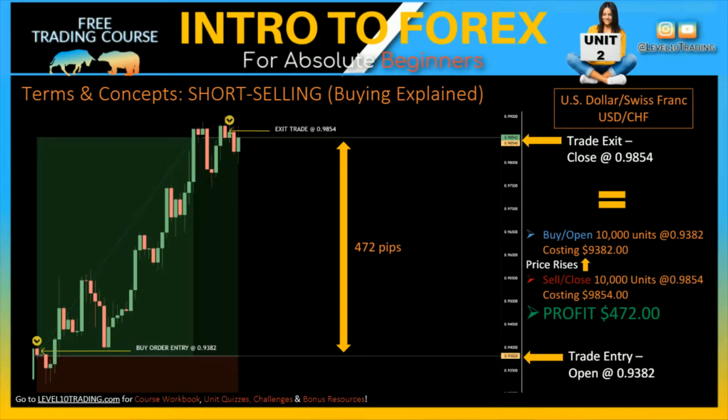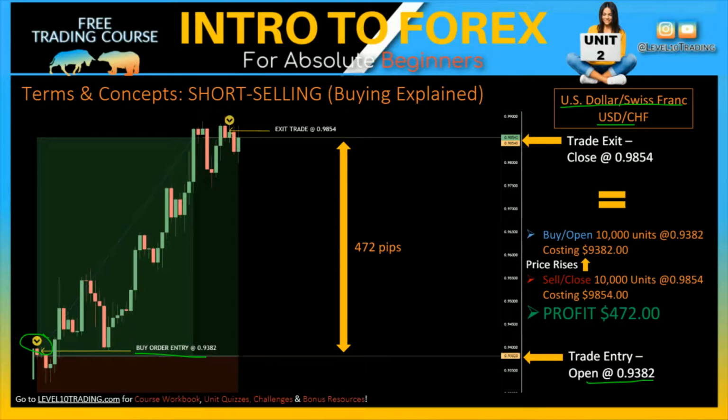Buying or placing buy trades in Forex really mimics our traditional retail marketplace transactions. Buy low, sell high. And in this example, we are looking at the US dollar Swiss franc pair, the USD CHF. And we're entering here at the bottom. This was in an uptrend, and we got our entry signal, and as we are entering here at the bottom of the uptrend, the price is 0.9382, and we enter a buy order entry right here.